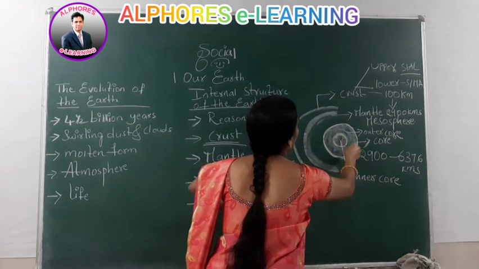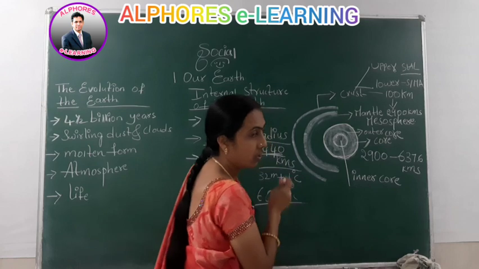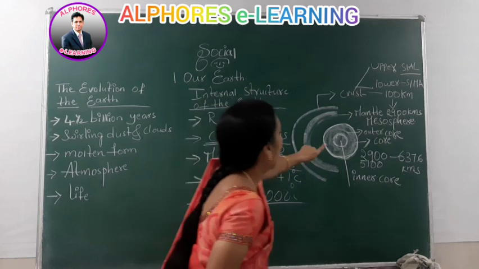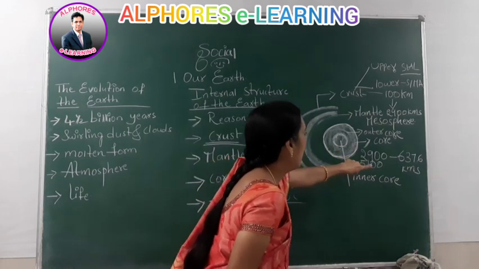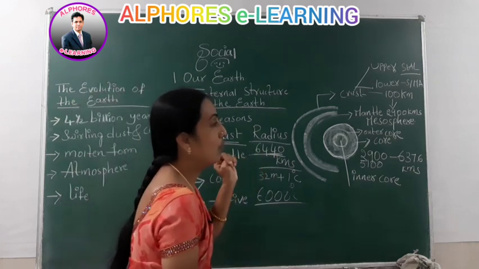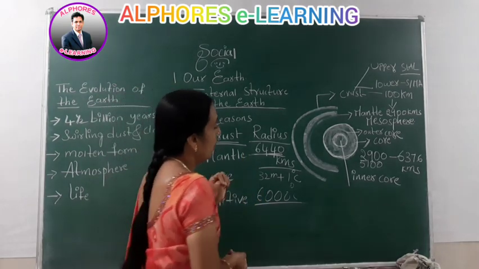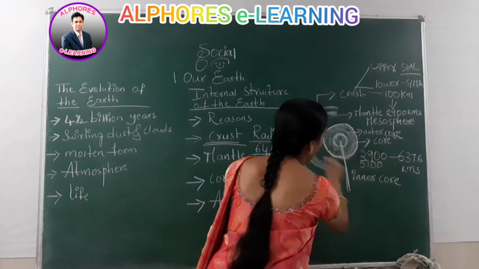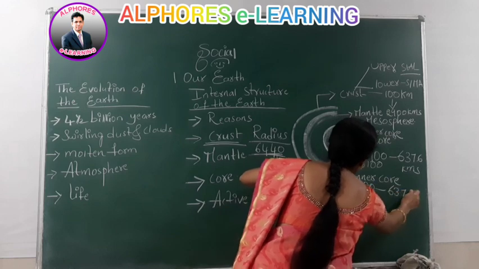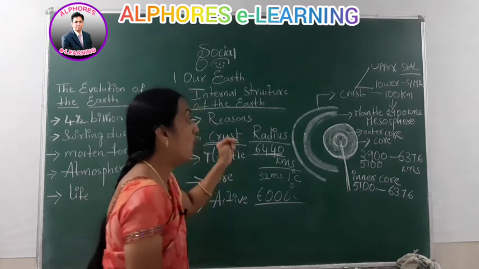When we take this outer core, it extends from 2900 kilometers to 5100 kilometers. And what will be present here mostly? Nickel, iron, materials like that are present here. Whereas when we go to this inner core, here it extends from 5100 kilometers to 6376 kilometers. Here the hard substances, gold, are present.